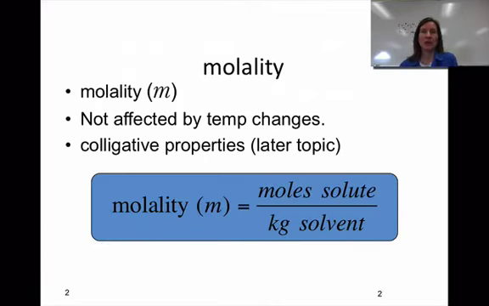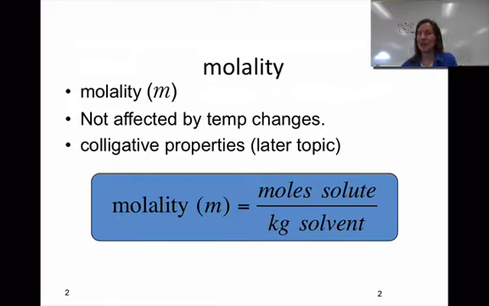So molality, which as a unit is a small m rather than uppercase M, is still a concentration unit. So it's still relating solute to something. But in this case, it's moles of solute per kilograms of solvent. So the denominator changes when you compare it to molarity, which is per liters of total solution.